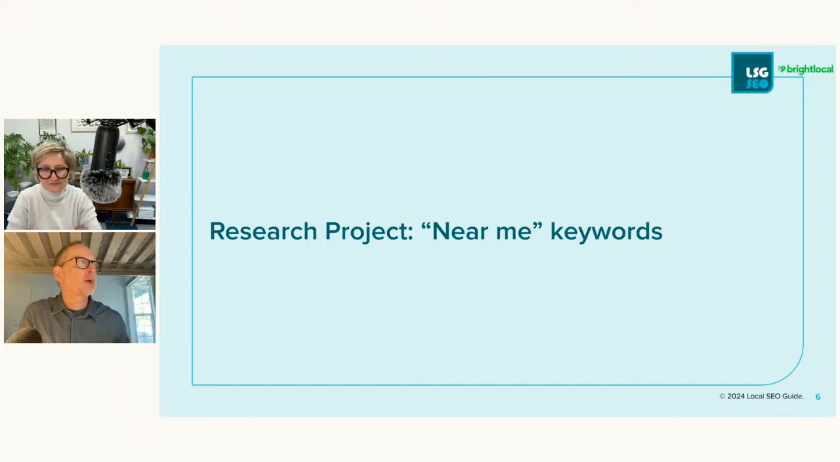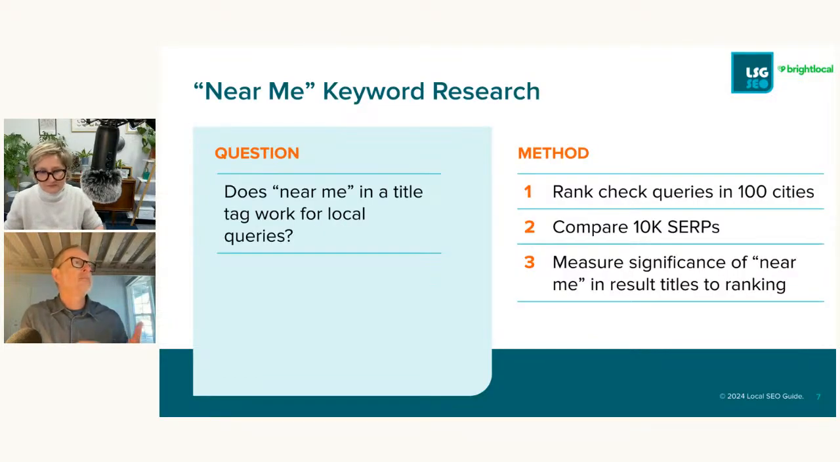So we wanted to see if it's working today. We did a little research project. Basically, we looked at near me queries for about 10,000 search results across 100 cities. We like to do big data so we can say it isn't just happening in Houston, it's happening everywhere. Then we used a client's tool that does statistical significance using AI, to see what parts of the search results were significant across all these results.